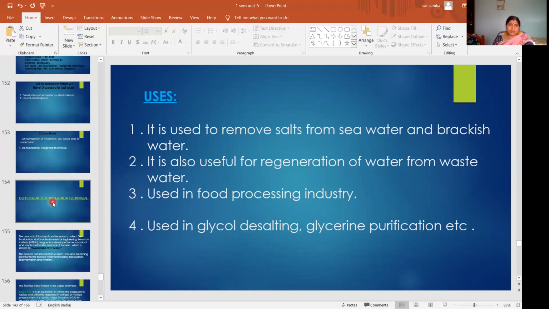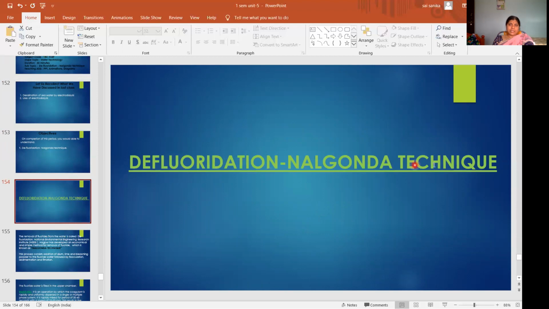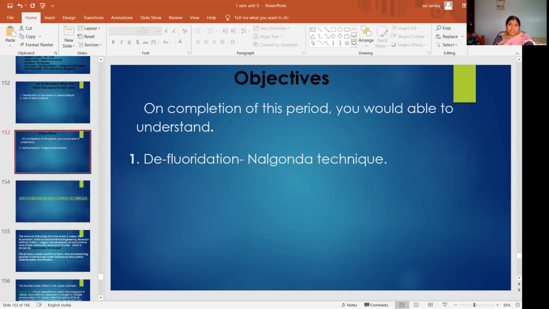So today's our topic is defluoridation, that is Nalgonda technique. What are the objectives? On completion of this period, you would be able to understand this defluoridation technique. So this is also called as Nalgonda technique. So why it is called Nalgonda technique means, first it is done in Nalgonda, in our state.